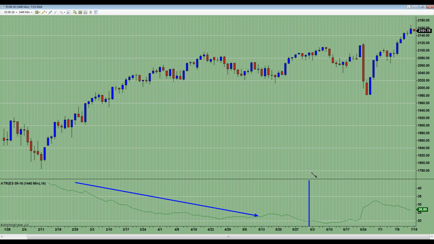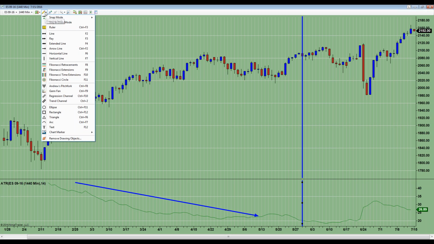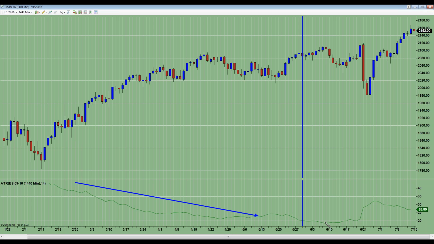What's going on with the average true range, the size of the daily candles after Labor Day? It dried up. In fact, it's pretty clear, and I've studied this quite a bit on not only ES but other instruments. It hit a 6-month low right in here, didn't it?